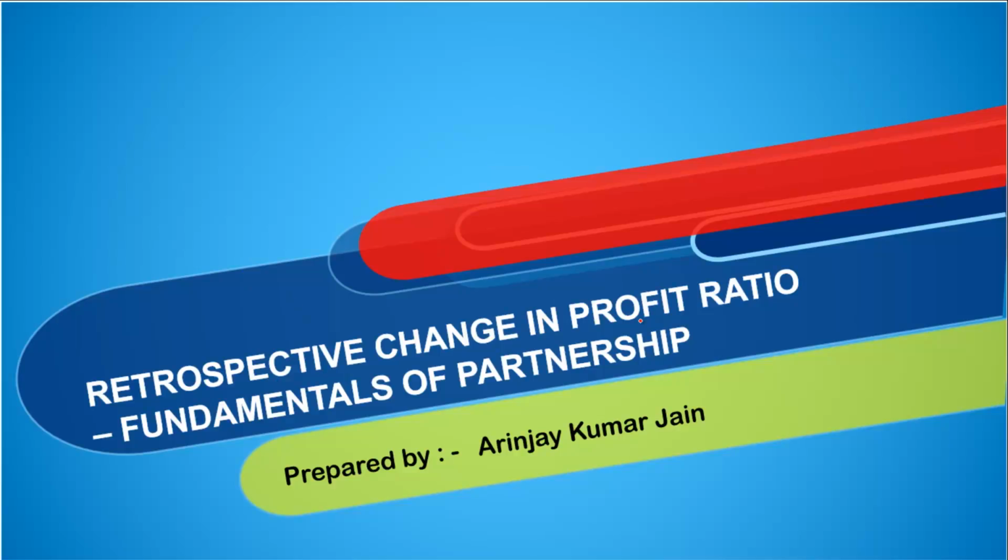Retrospective change in profit ratio. Partnerships are normally based on the assumption that if there are three partners, let's say A, B, and C, they are going to work in a defined proportion, put in an effort, and make it a success.